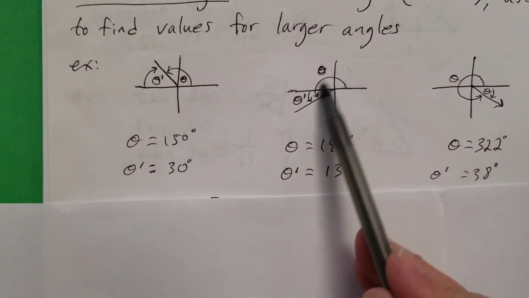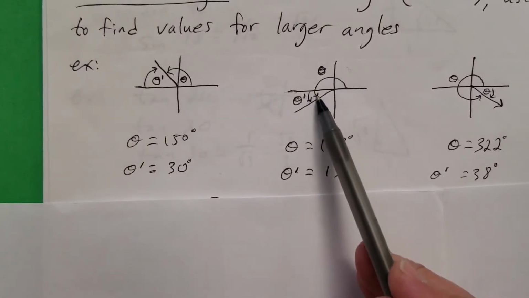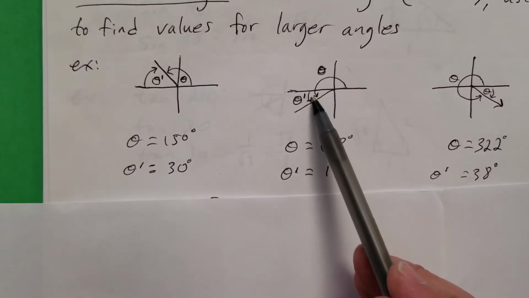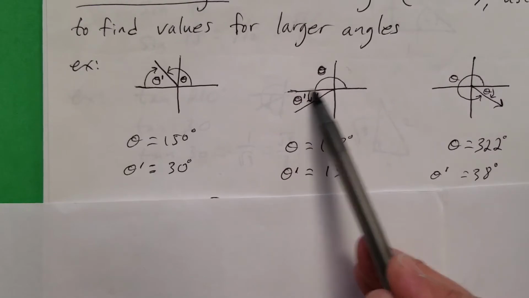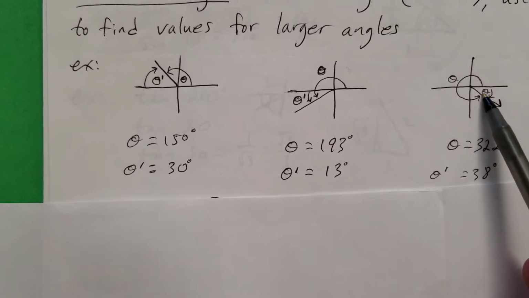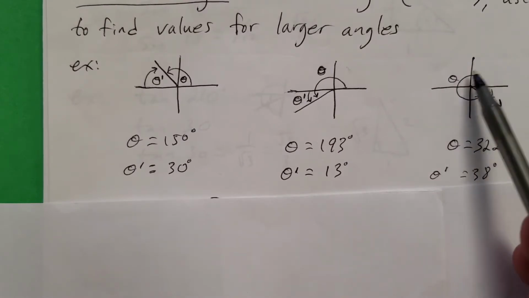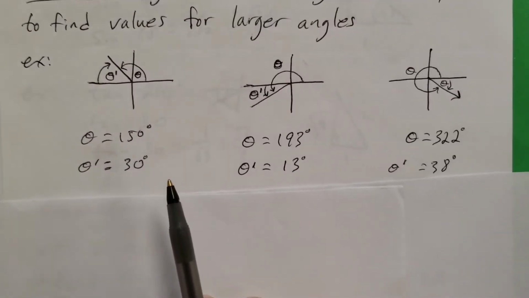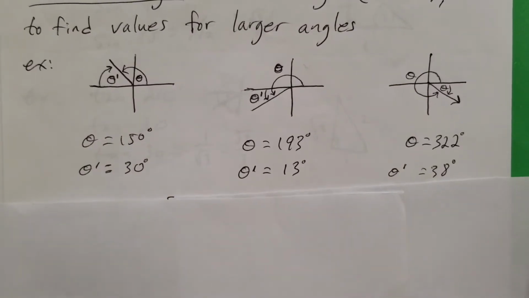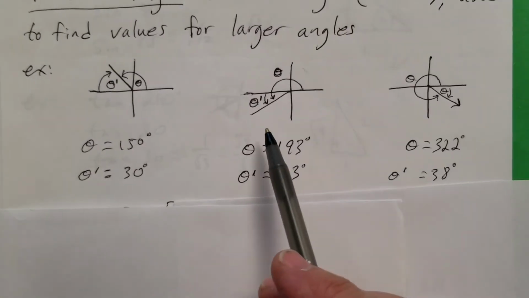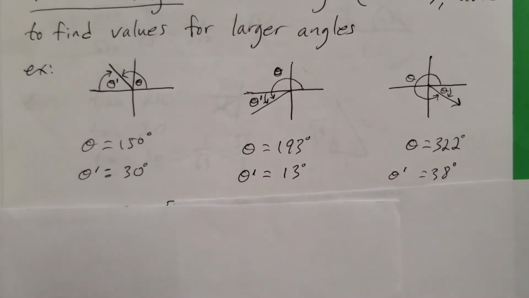Since this is 180, since this is 193, then you have to subtract the 180 to get this. The whole thing is 193. And if you take away the 180, you have the 13. This is 322. So the whole thing is 360, the circle. So 360 minus 322. So this angle must be 38. If you think about it, you can figure out the reference angle by using 180 and 360. So the point is, every angle you draw has a reference angle. Okay?